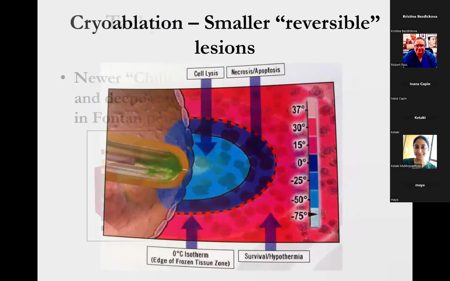Another newer technology, which is now about 15 years old, is the use of cryoablation. And in cryoablation, instead of heating the tissue, obviously we are freezing the tissue. The big advantage of cryoablation, there are two advantages. The first is that the catheter literally freezes in an ice ball to the endocardium.